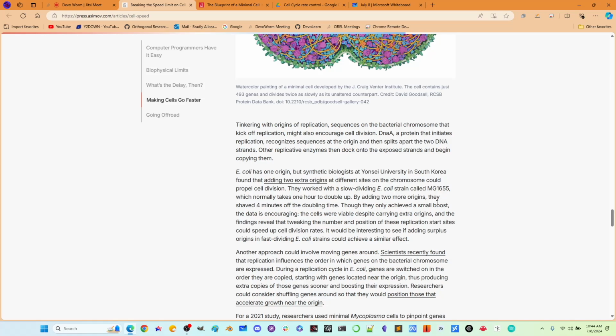Though they only achieved a small boost, the data is encouraging. The cells were viable despite carrying extra origins, and the findings revealed that tweaking the number and position of these replication start sites would speed up cell division rates. It'd be interesting to see if adding surplus origins in fast-dividing E. coli strains could achieve a similar effect.